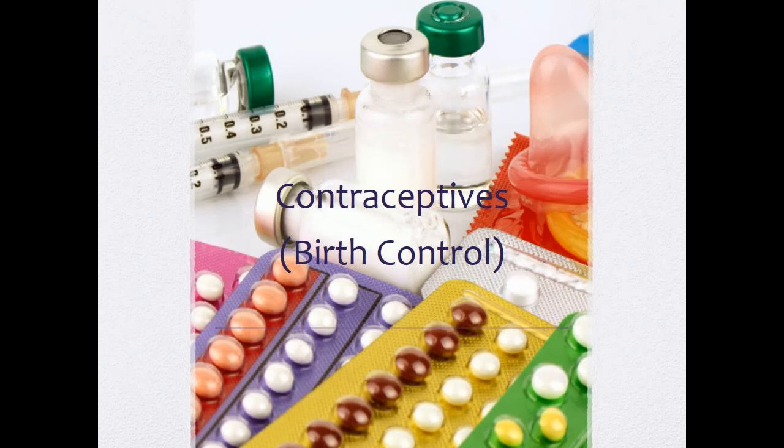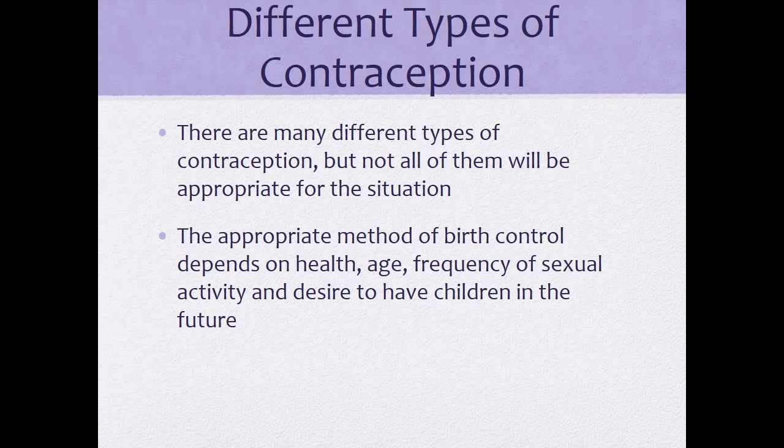Contraceptives. Birth control. This presentation will go into detail of the contraceptives available and how they are used. Different types of contraception. There are many different types of contraception, but not all of them will be appropriate for the situation. The appropriate method of birth control depends on health, age, frequency of sexual activity and desire to have children in the future.